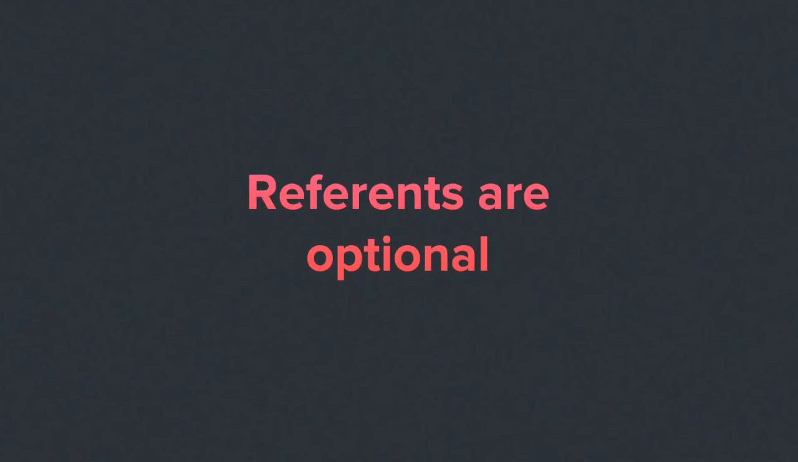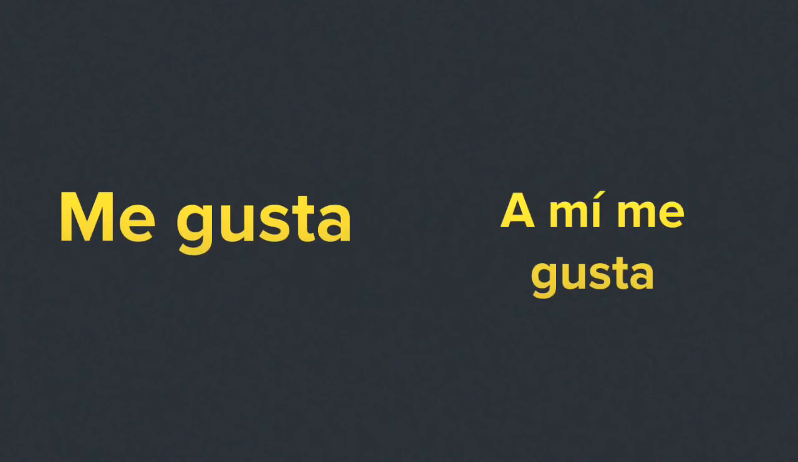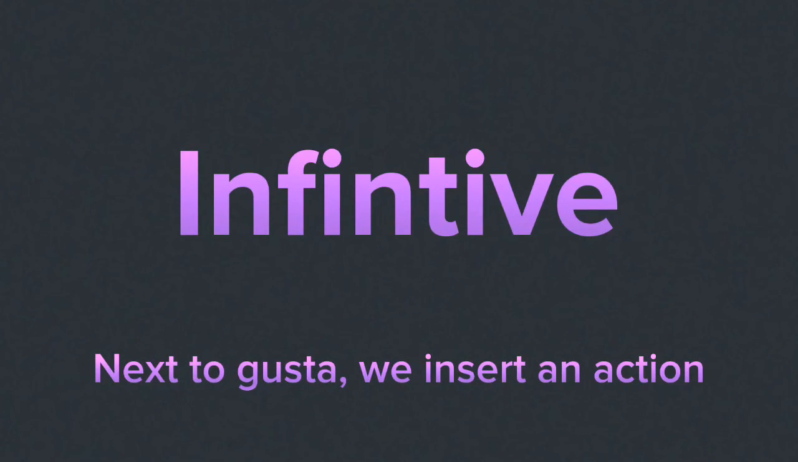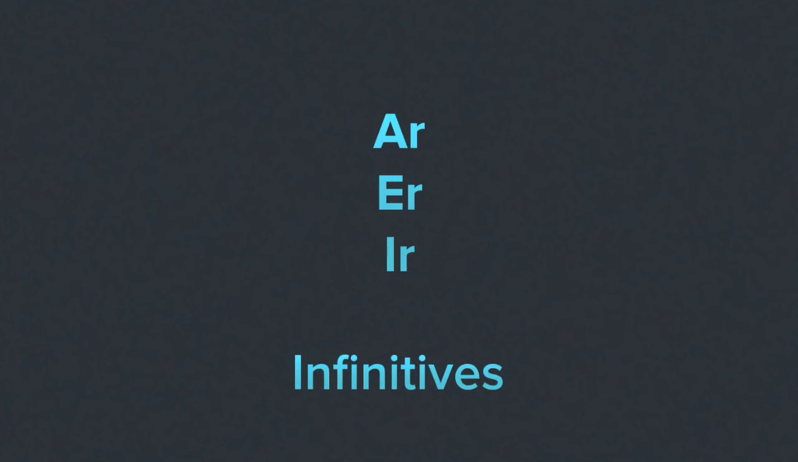As mentioned before, referents are optional. They're used to emphasize something. I can say me gusta or a mí me gusta. After we use our referent, pronoun, and verb, we'll put the infinitive right next to gusta. This is a way of expressing an action that we like to do or not. Again, infinitives end with AR, ER, or IR.